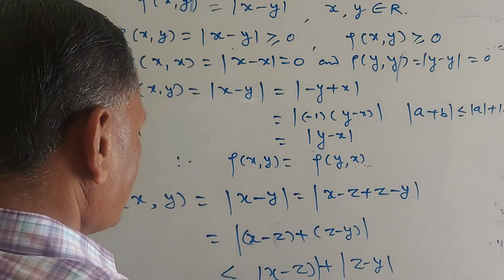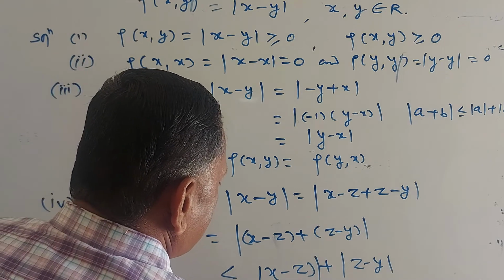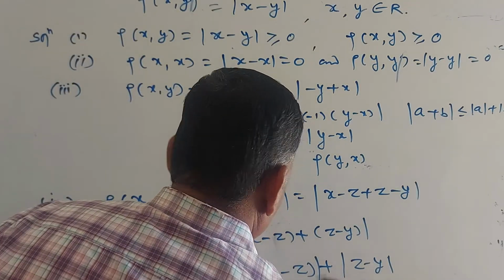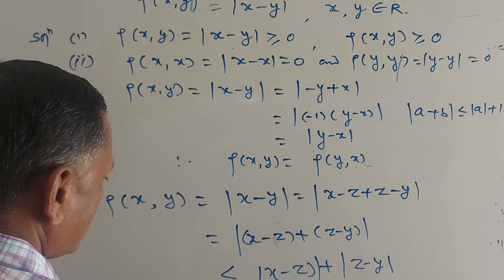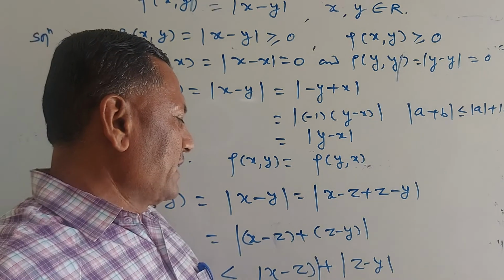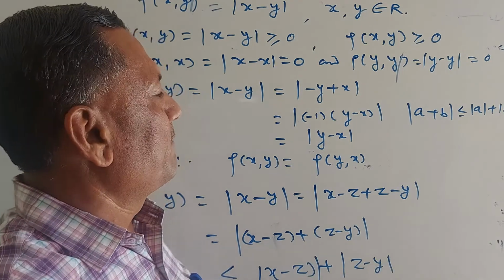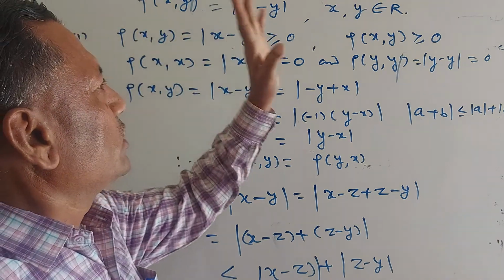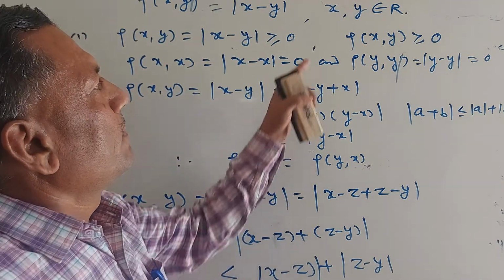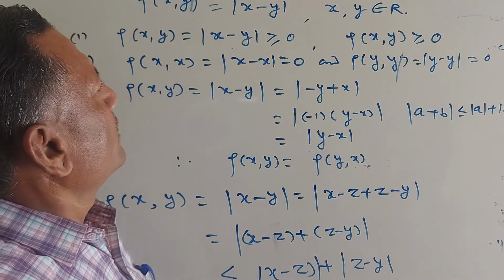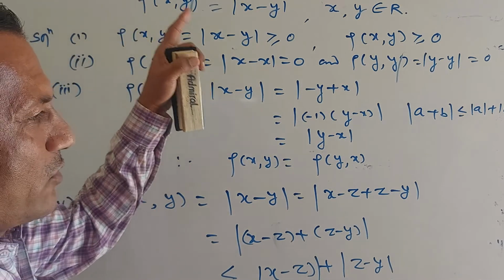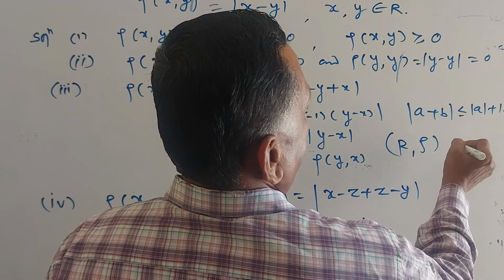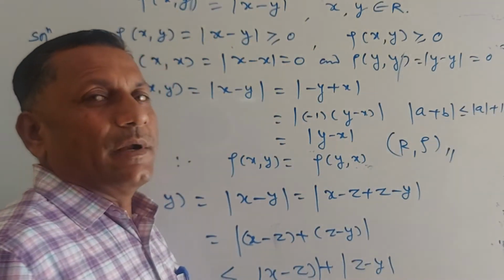So mod of x minus z means rho of xz plus rho of zy. Therefore, rho of xy is less than or equal to rho of xz plus rho of zy. Hence, all four properties are satisfied for the metric rho defined by rho of xy is equal to mod of x minus y, where x, y belong to R. Therefore, rho is a metric defined on R, and R, rho is a metric space, and this metric space is called the usual metric space.